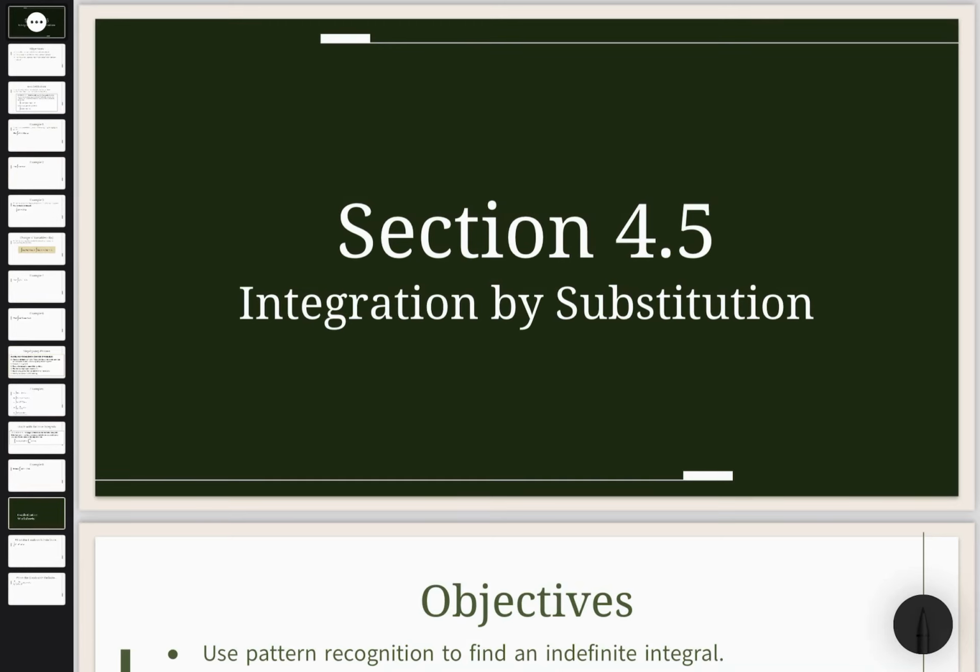Welcome to section 4.5. In this section, we're going to be thinking about integration by substitution. So you guys have some really useful tools like that power rule to help you integrate, but sometimes you will run into problems that you really don't have the tools for. For some of those integration problems, you'll need to use this thing called U substitution.